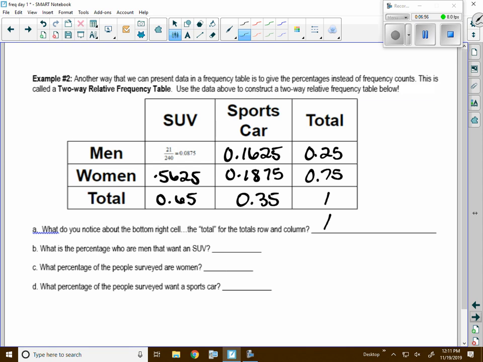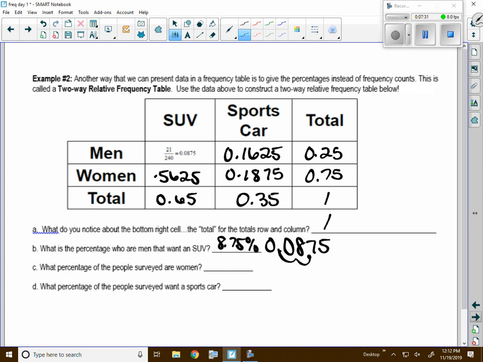All right, what is the percentage of men that want an SUV? If we look at men and SUV, that's this number right here that's already filled in for us, which is 0.0875. That is not a percent. Does anybody know how we can make it into a percent? Yep, move the decimal place 2 to the right. Another way is to take that decimal and multiply it by 100. Either way is fine. You can just move that decimal point so it's 8.75%.